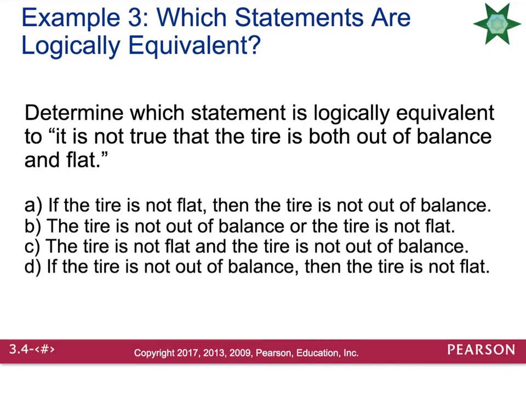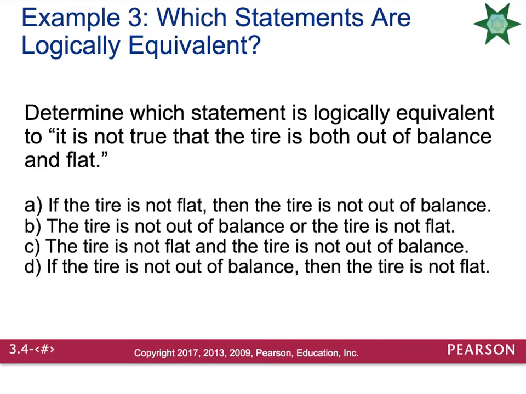Okay, so the first thing you're going to have to do is translate that into symbols. And then you'll have to translate each of the options below into symbols. You'll have to make a truth table for each one of the options to see which items are equivalent.